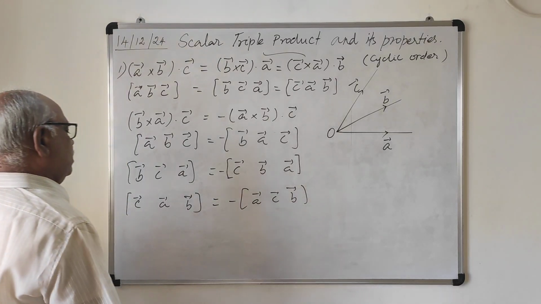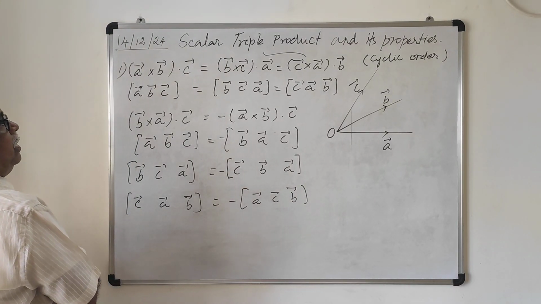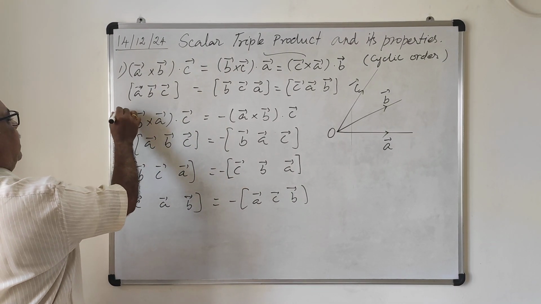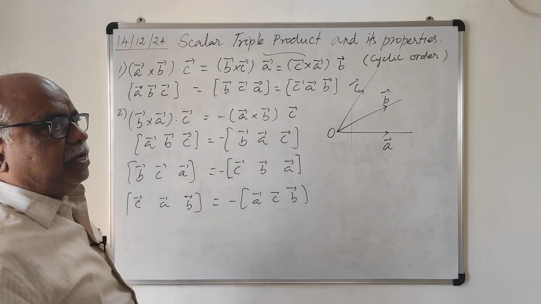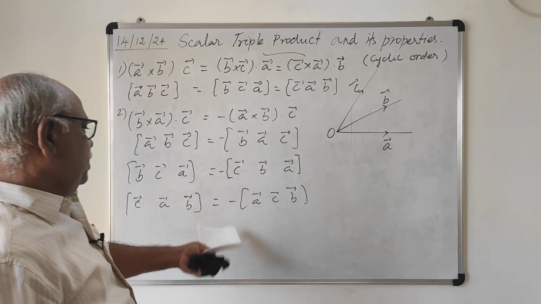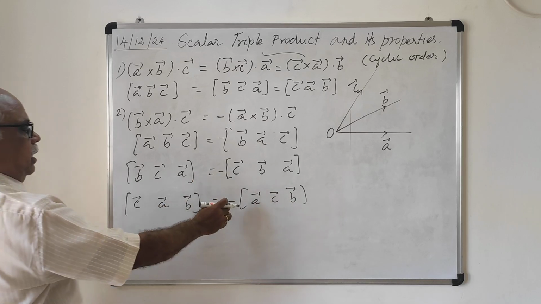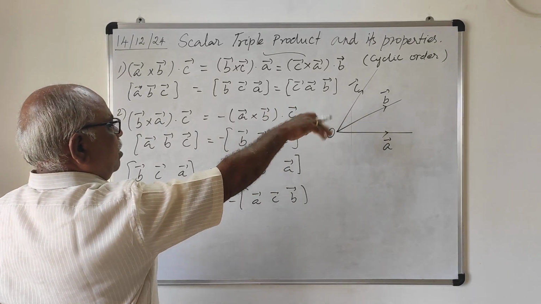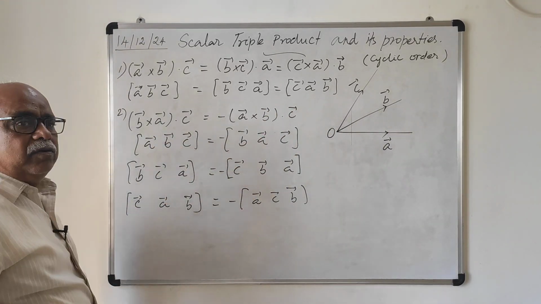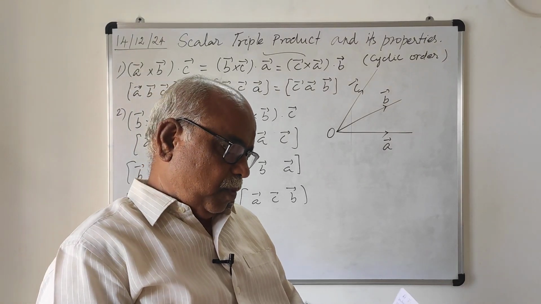So this is a property. The first one, and this is the second one. If the order is changed, the sign will be changed. So instead of cyclic order, if the order is changed, the sign of the box product will be changed. That is the next property.